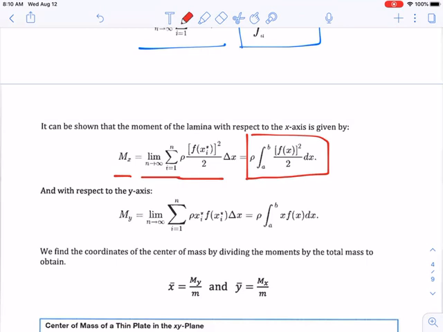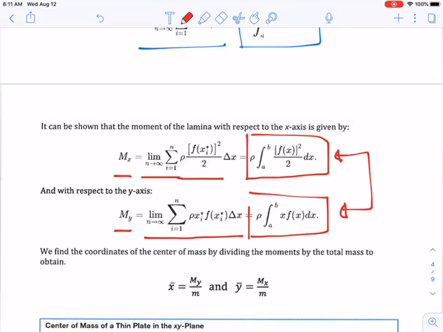And then the moment about the y-axis, the limit of the Riemann sum of density times x times the function delta x, which as an integral gives us density times the integral from a to b of x times the function dx. So you do need to make sure that you keep these separate in your minds.